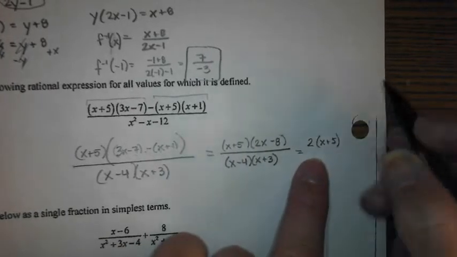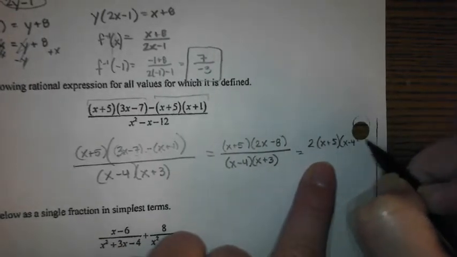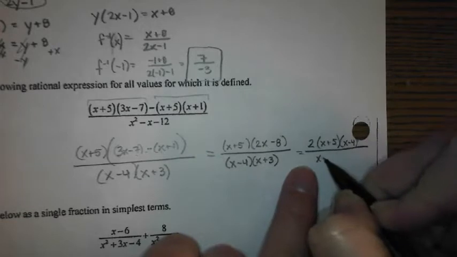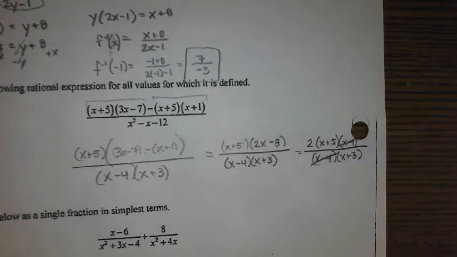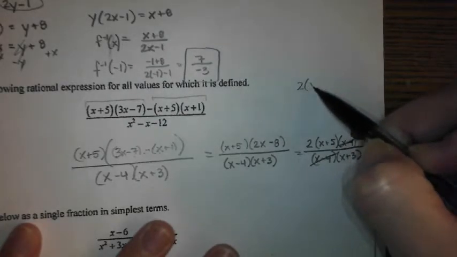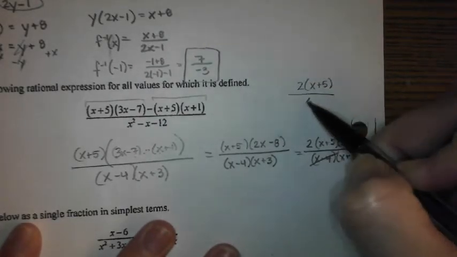And then my 2x minus 8 becomes x minus 4. And then my x minus 4 and x plus 3 on the bottom. So then your x minus 4's cancel. And there's your final answer, 2 times x plus 5 over x plus 3.